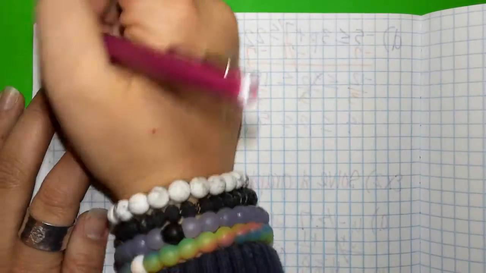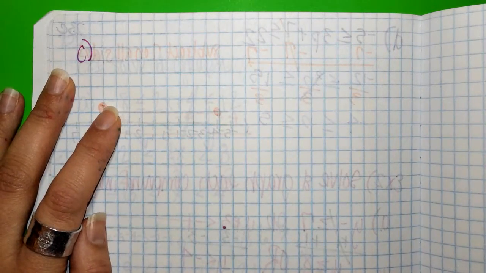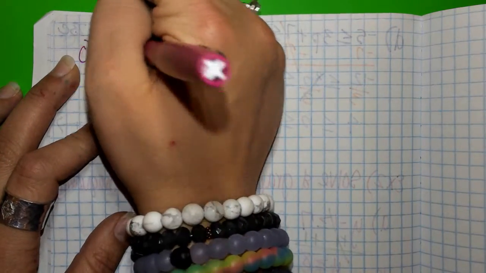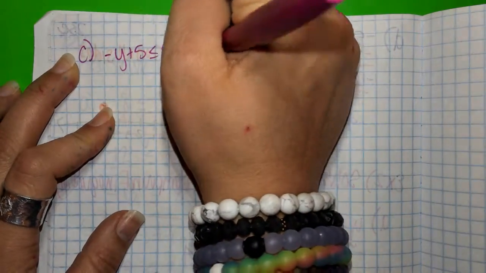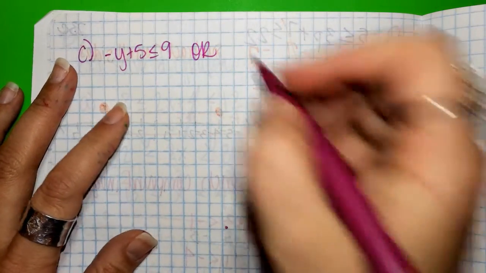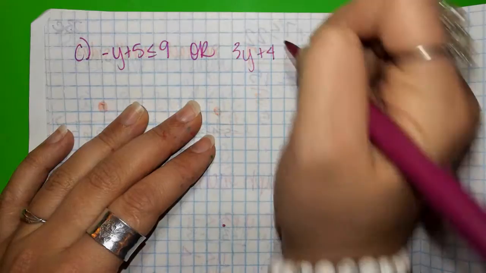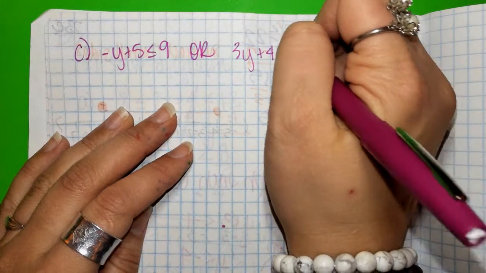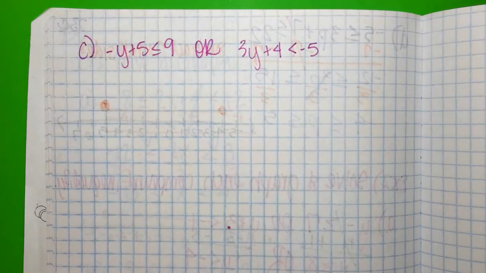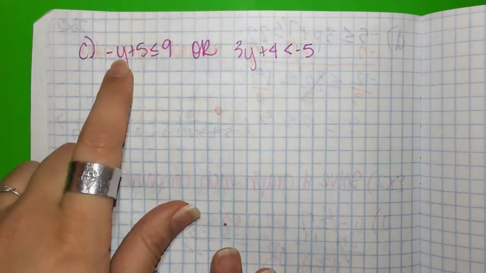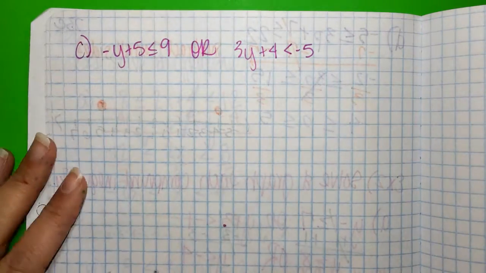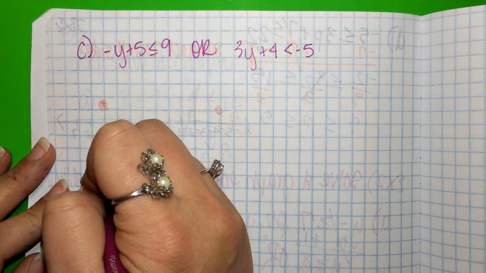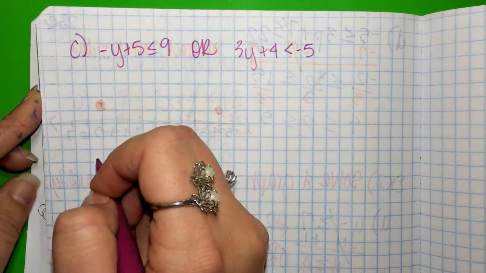Alright, C. Real quick, C, and then we are getting homework. Get excited. Watch out for what's in front of that Y. Negative. Because you gotta watch out for it.